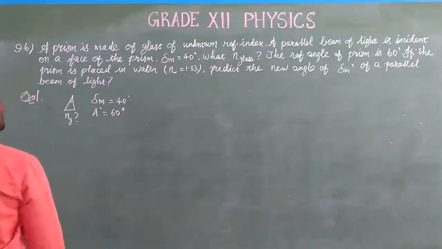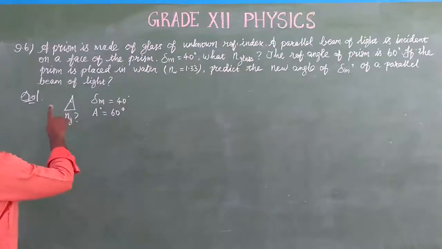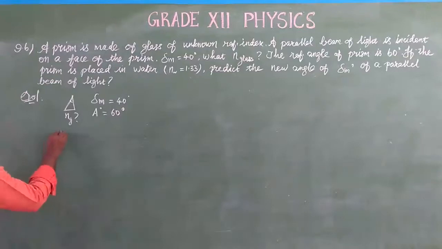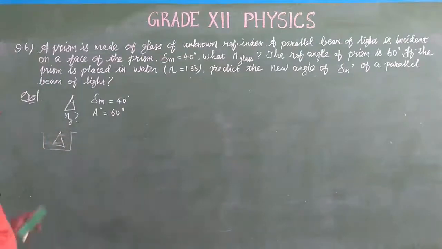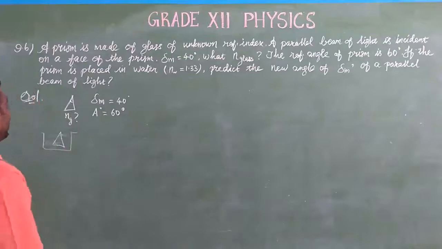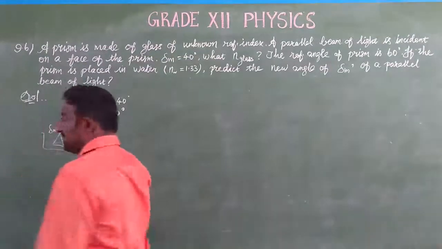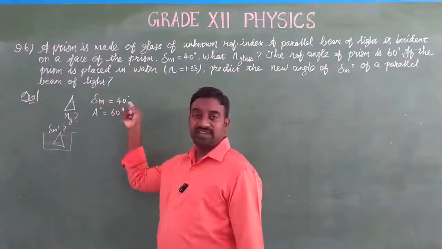Actually this glass prism is placed in air. Now you are going to place this glass prism in water. Now the glass prism is placed in water. Now predict the new angle of minimum deviation. Are you clear? A glass prism is placed in air, and in that, the angle of minimum deviation is given.